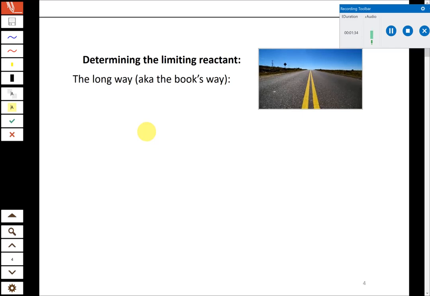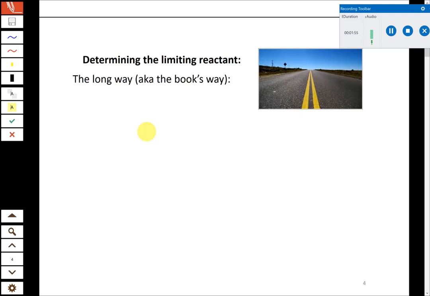reactant that's left over. So a way to think about this is sort of a cooking analogy. So let's say you wanted to bake something that required 2 eggs and 4 cups of flour, and you have on hand 4 eggs and 4 cups of flour. So you have enough eggs to bake 2 of these items, but you don't have enough flour, so the flour is going to limit how many you can actually bake.